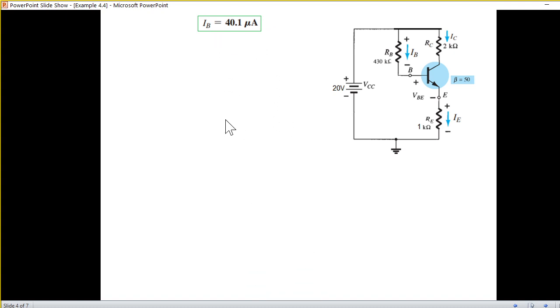So we have noted IB, and now the next part is we have to calculate IC. IC is the collector current. Now there is a very simple relation between IB and IC that also you have to remember, and that is IC is beta times IB. Now what is beta? Beta of the transistor is given. Here it is 50, so we use this value. 50 times IB, this current, will give IC as approximately 2.01 milliampere.